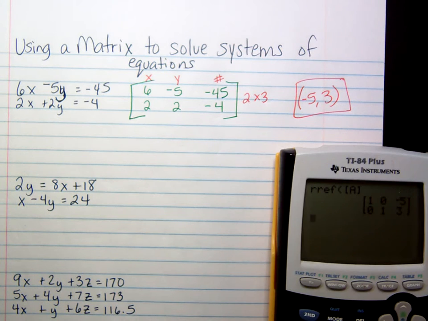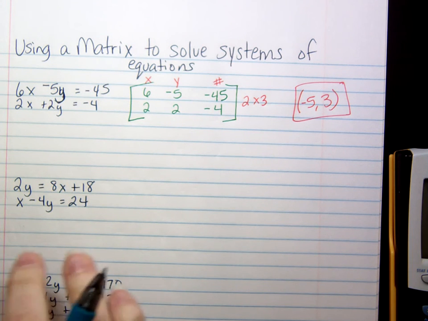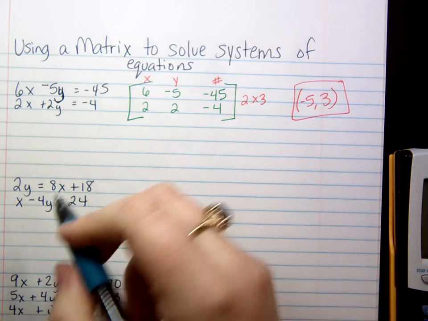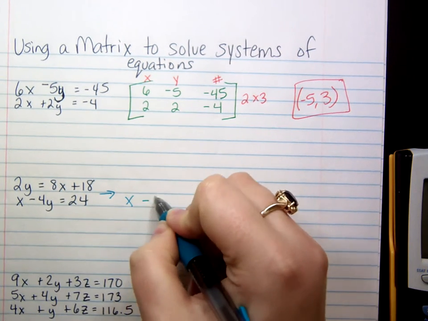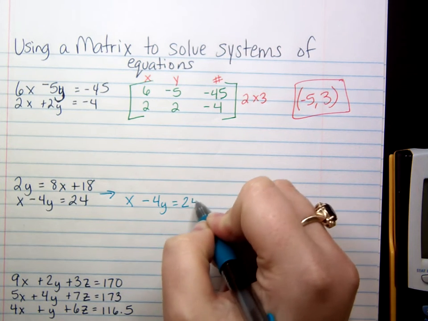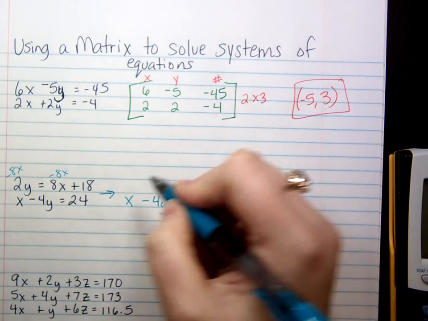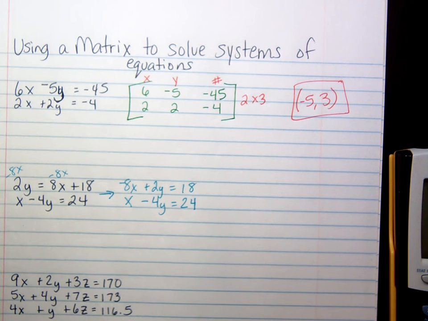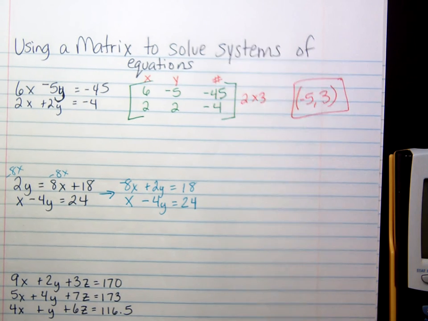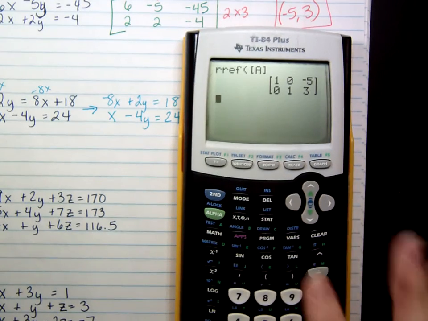Okay. Now, one thing you do have to be careful of, though, is that your equations need to be written so that your x's and y's are lined up. So I need to rewrite this one. The bottom one is fine. X then y equals number. But the top one, I have to subtract 8x from both sides to get negative 8x plus 2y equals 18. Then I can go ahead and plug my numbers into the matrix program.